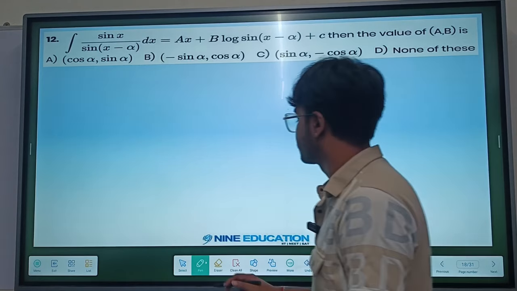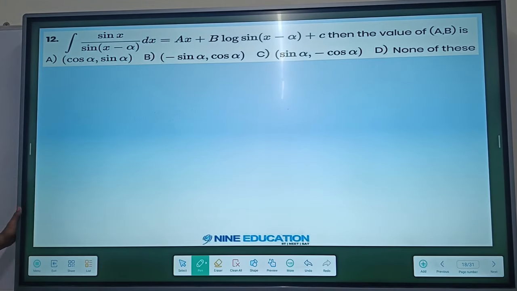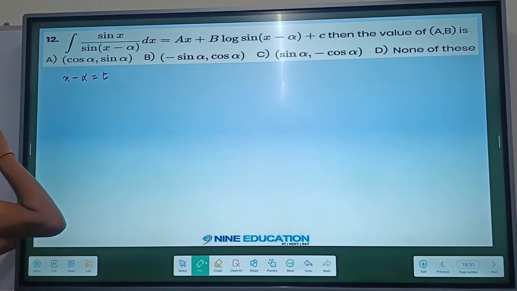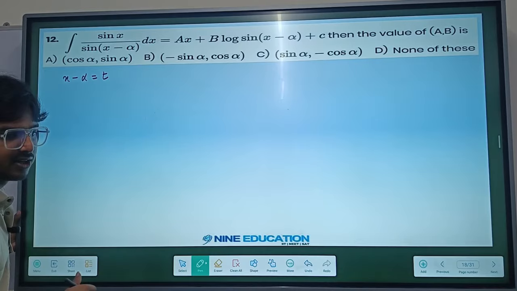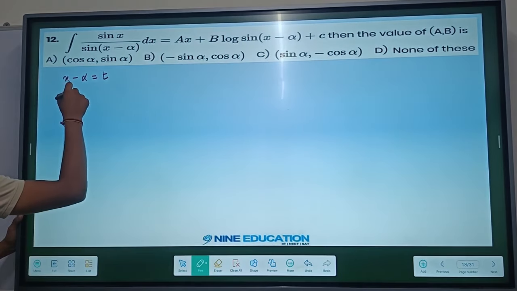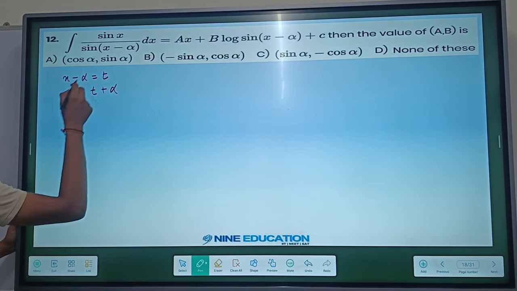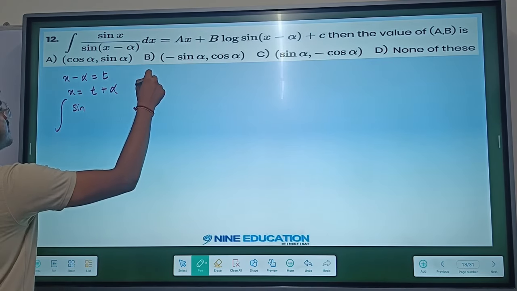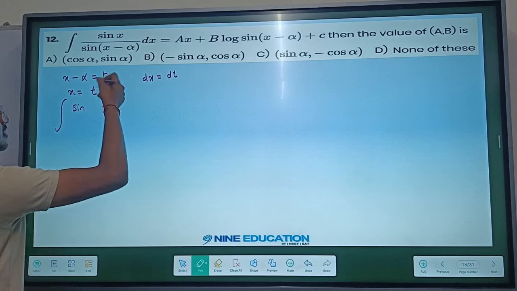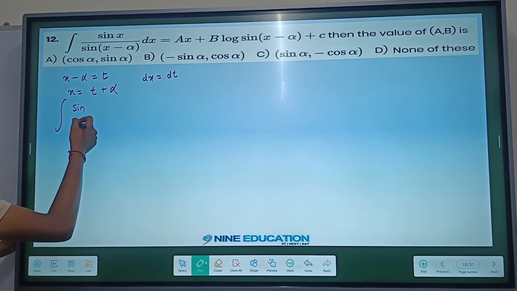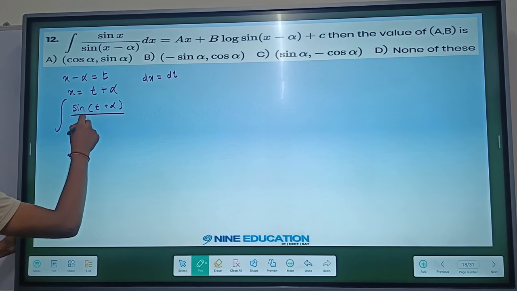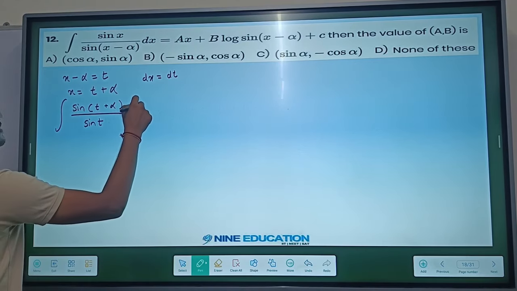Alright, let's move to our next question of definite integration. Integration of sin x divided by sin of x minus alpha dx. To simplify it, what we will do is take x minus alpha as t. It is better, instead of opening sin of a minus b in the denominator, we'll open this in the numerator. So x would be t plus alpha. Integration dx would be dt because alpha is a constant. So sine of x, which is t plus alpha, divided by sine t, and dx is dt.